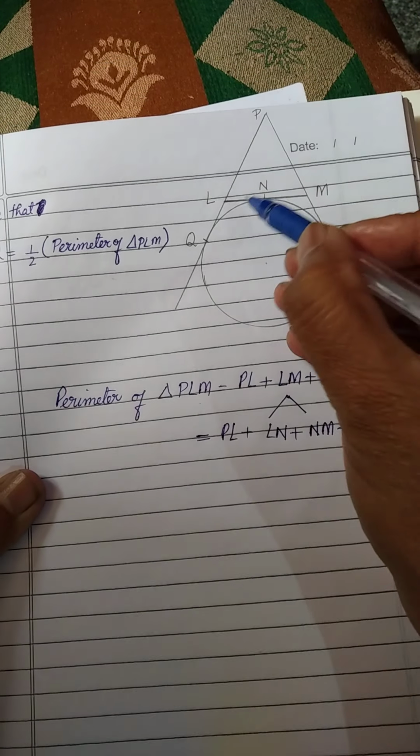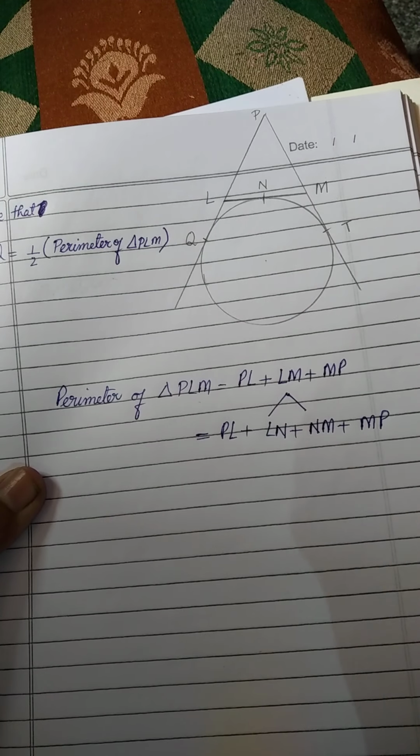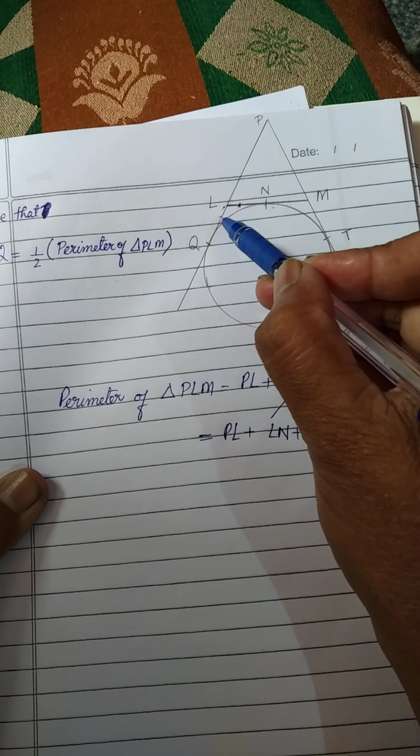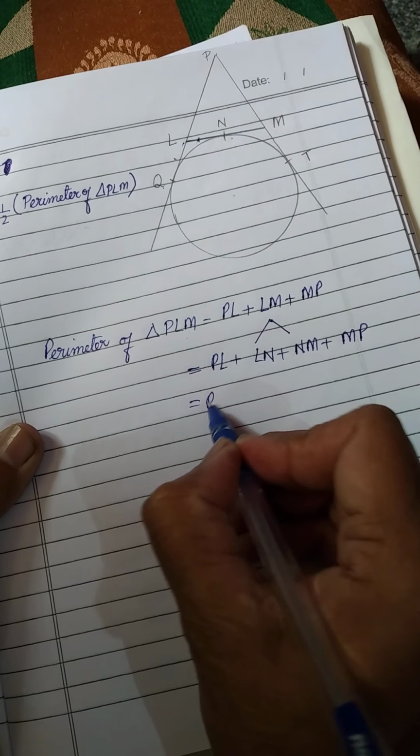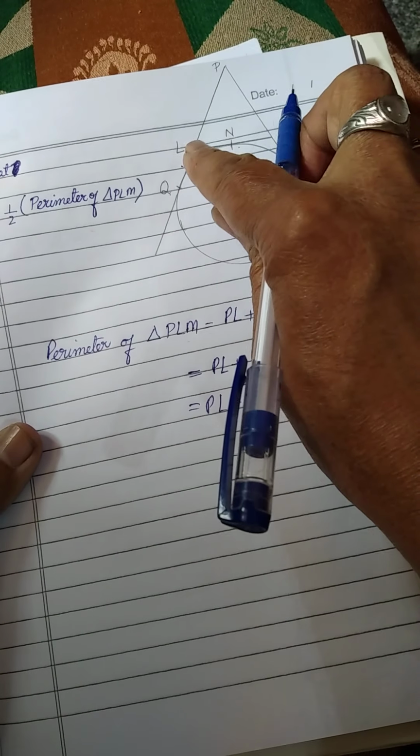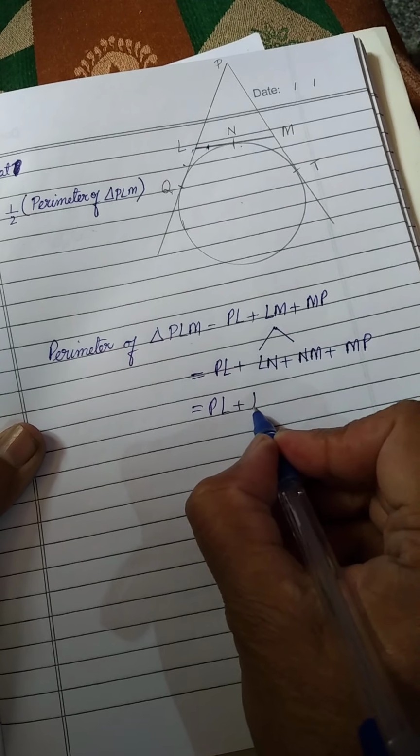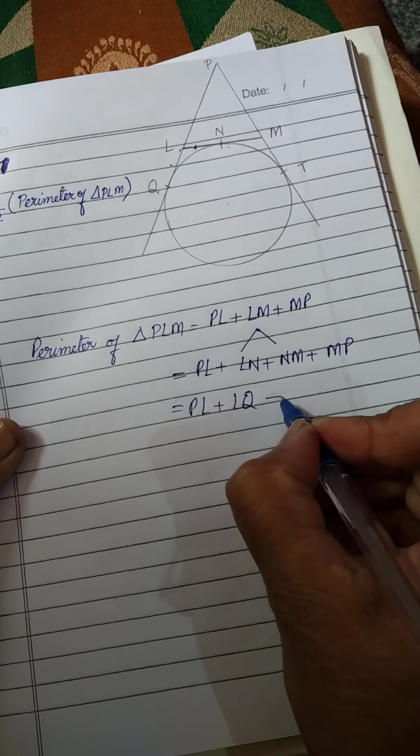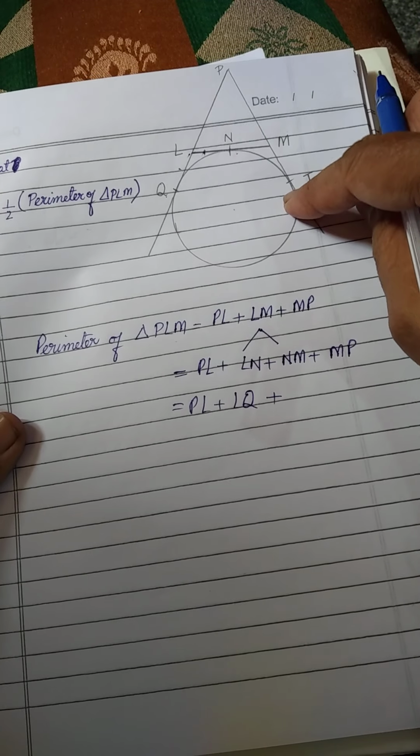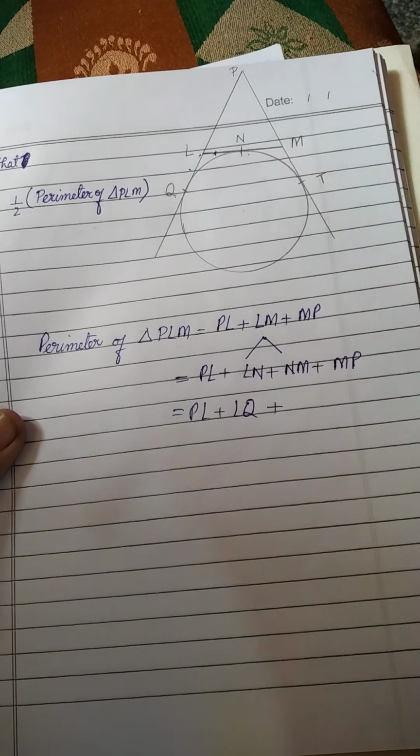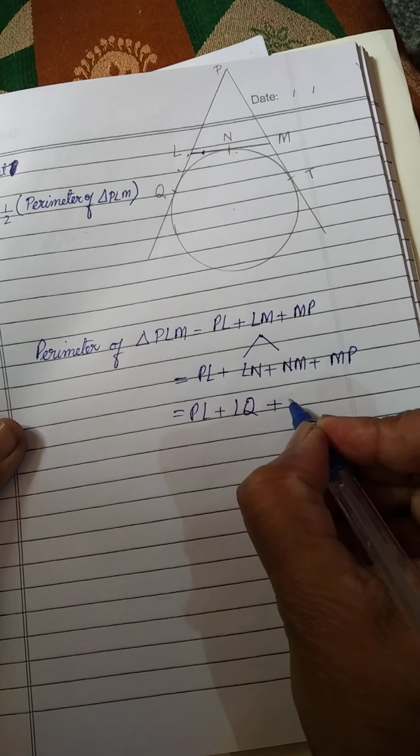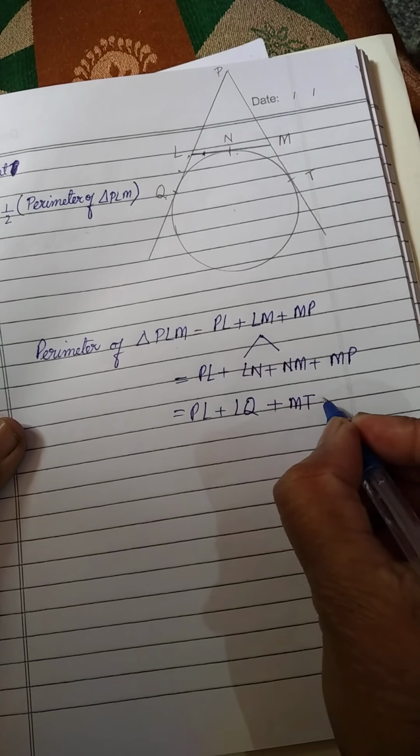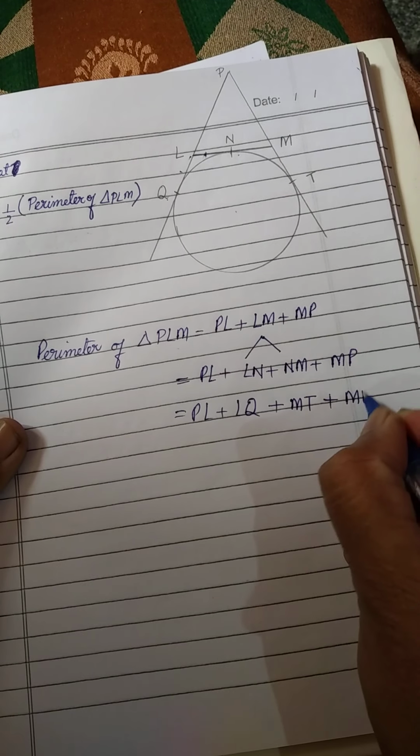After that you see, if we draw two tangents from the same external point, their lengths will be equal. So here LN and LQ will be equal. In place of LN we can write LQ, because tangents from the same external point are equal. Same here, MN and MT will be equal because they are tangents from M. So in place of MN I am writing MT, and MP will be written as it is.